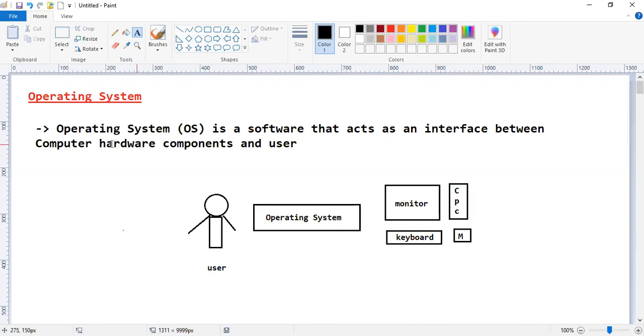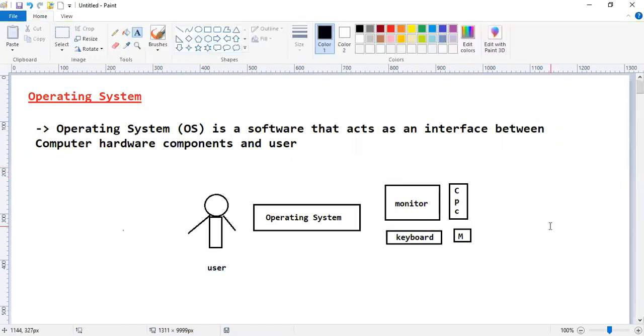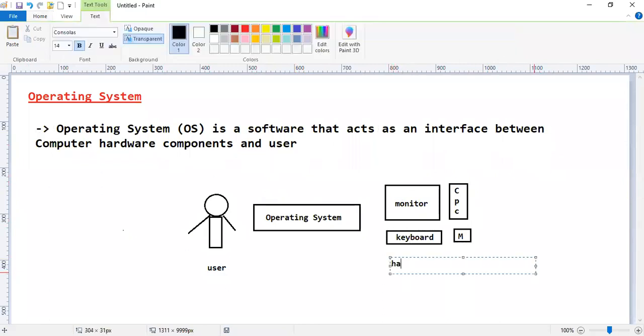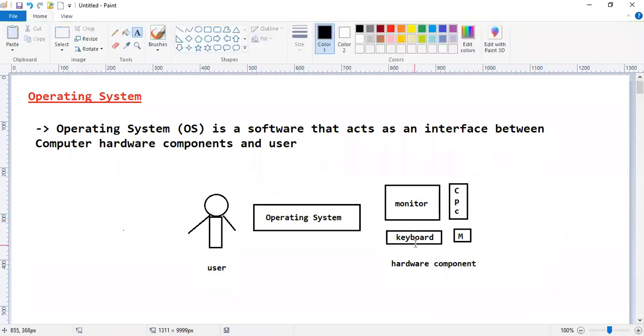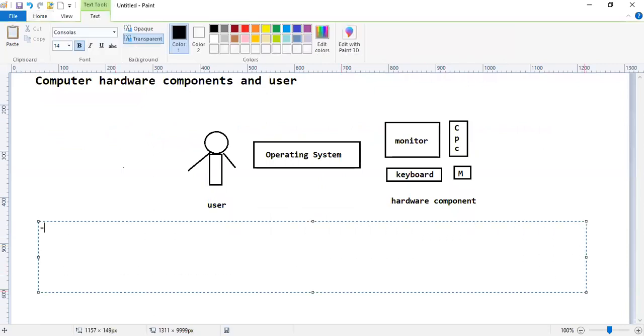All right, guys, what is the operating system? Operating system is a software that acts as an interface between computer hardware components and the user. Some people will call this an interface between the user and hardware components, or some people will call it a mediator between the computer and user. Every computer must have at least one operating system to run programs. That means without an operating system, we cannot use that computer.